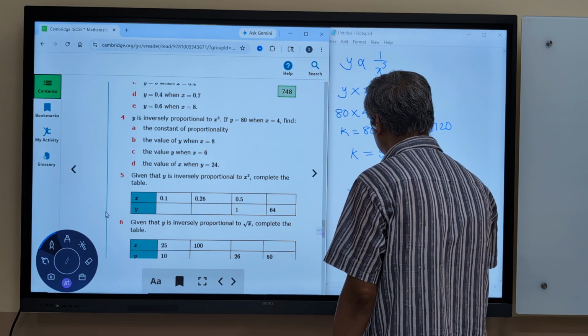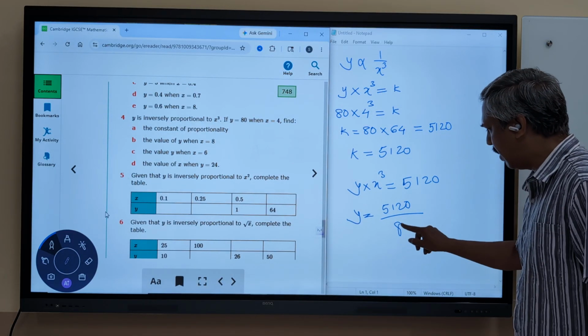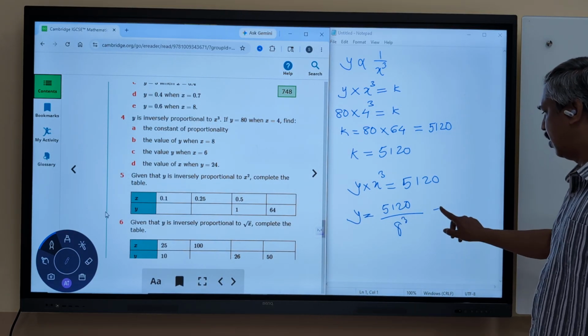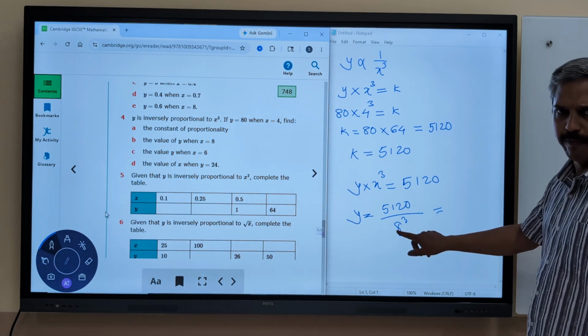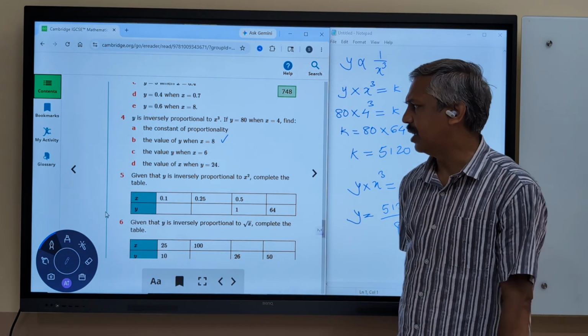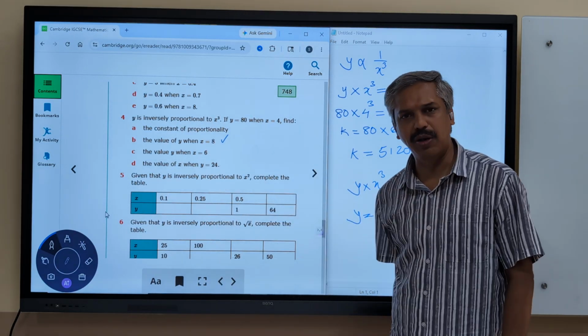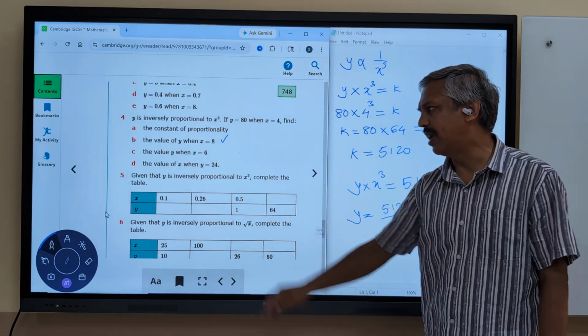Y is equal to 5120 divided by 8 cube. 8 cube is 512. 512 common, 5120 divided by 512 is 10. So the value of y here is 10. Then we put the value of x is equal to 6. Here we can put the value of y is equal to 24, and you will get the value of x.